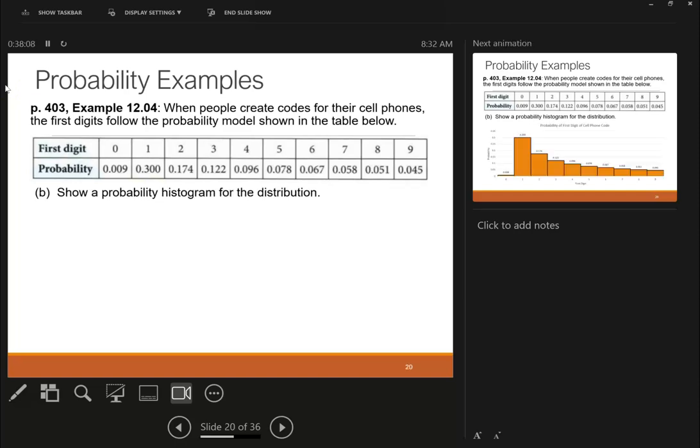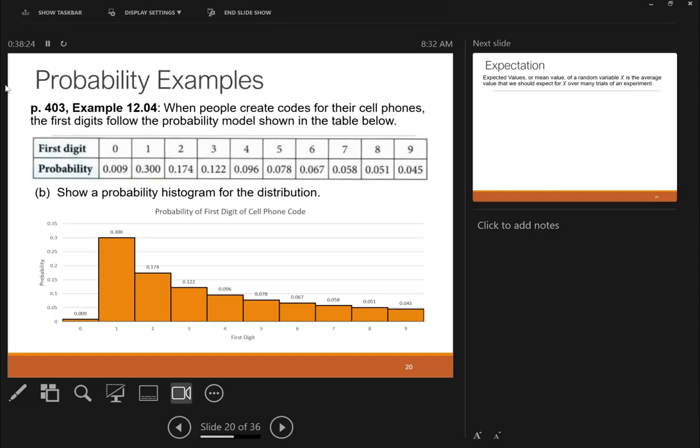What if I want to show the probability histogram for this? What am I going to do? Yeah, just build a histogram where the height of the box is the probability, and each box would then be labeled for the outcomes 0 through 9. Everybody's okay here? Pretty easy.